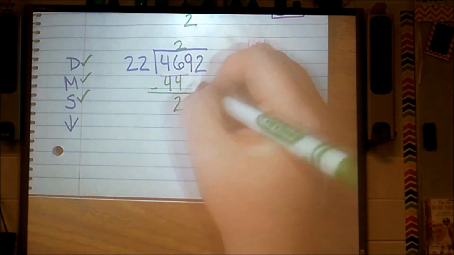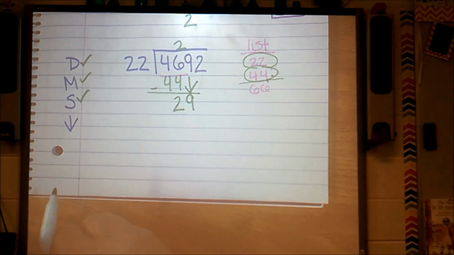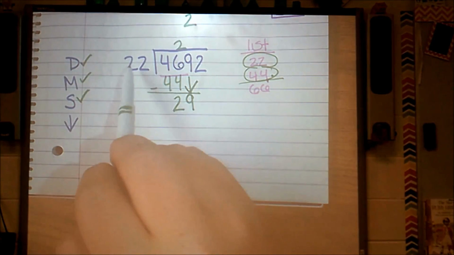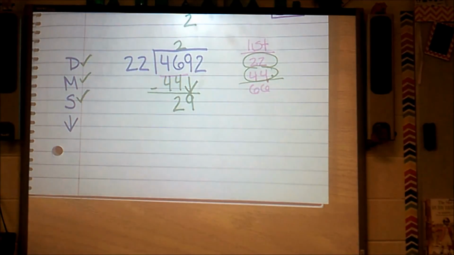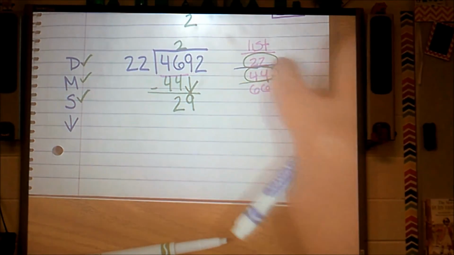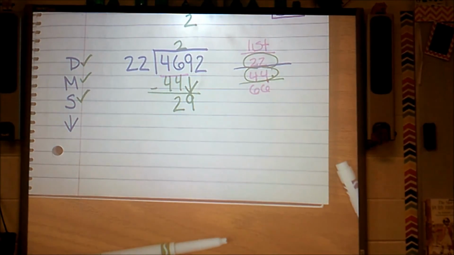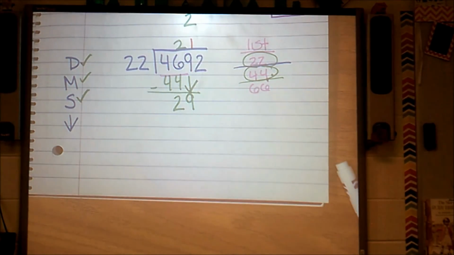Bring down my next digit, my 9. Remember, just one digit at a time. 22 goes into 29, fits into 29. But where do I find 22 or 29 on my number line here on my list? Right there. There's only one number above that line. So I know 22 can only fit into 29 one time without going over.